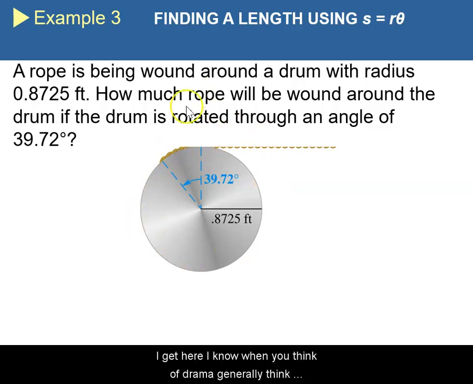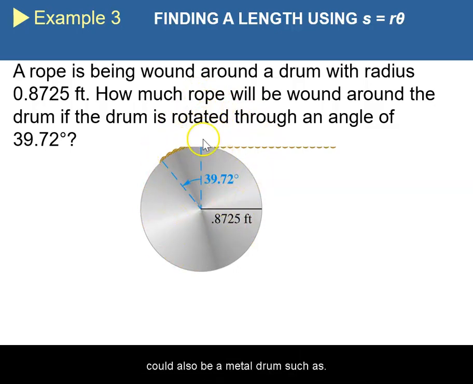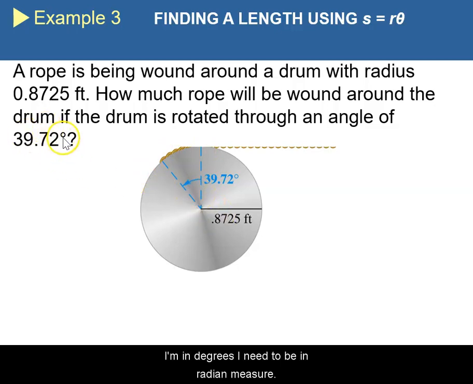Again, when we think of a drum, we generally think of an instrument, so this could be an instrument. This could also be a metal drum, such as a pulley or something to that effect. So it's pretty straightforward. I'm in degrees. I need to be in radian measure. I know my radius, so all I really need to do is the same thing I've been doing so far. Let's convert this into radians and then multiply it times my feet.